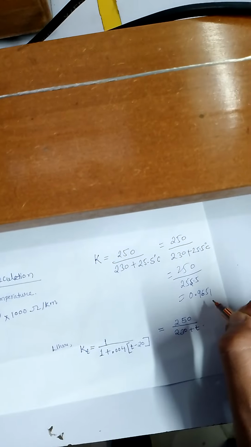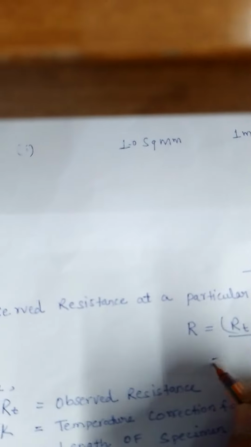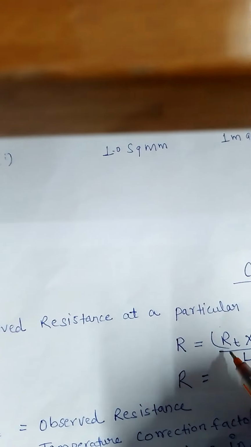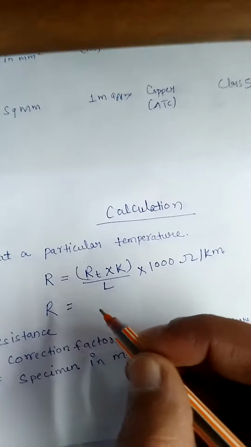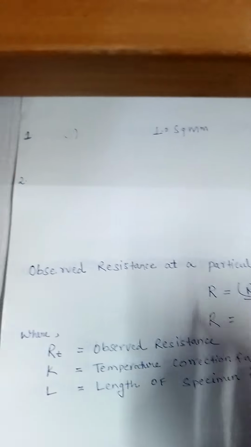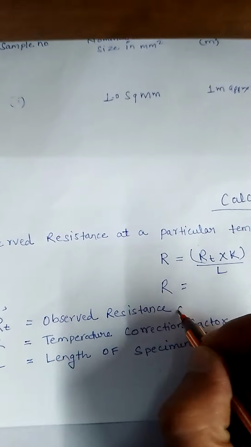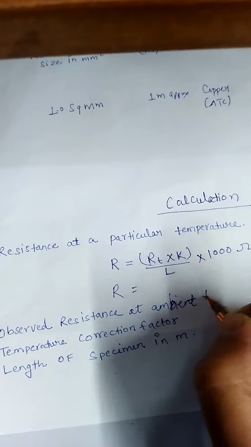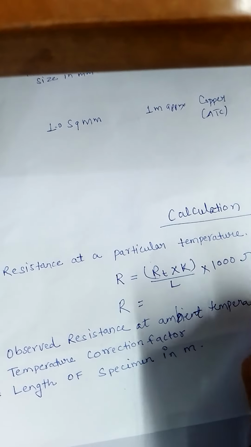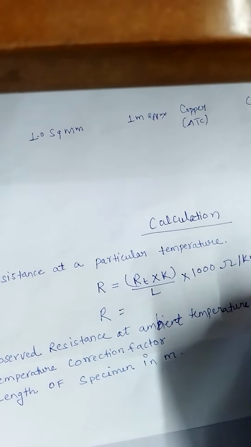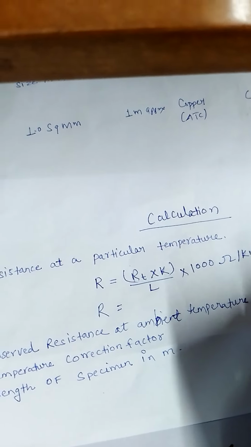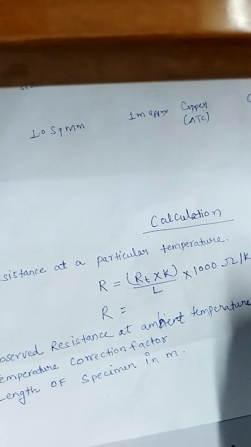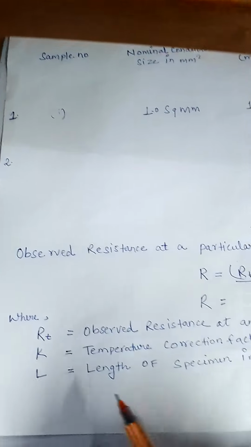Now the final calculation is the resistance at 20 degrees Celsius, R20, where RT is the observed resistance at ambient temperature. Ambient temperature is also called room temperature. K is the temperature correction factor, and L is the length of the specimen in meters. We are putting the values in this formula.